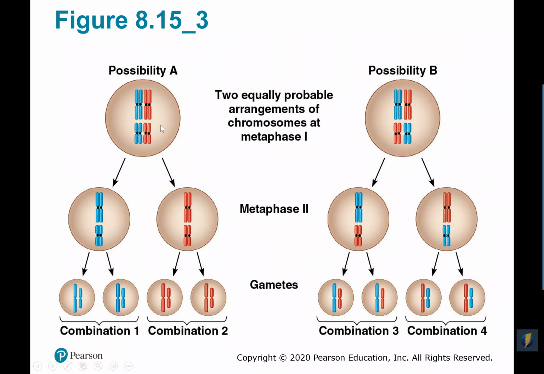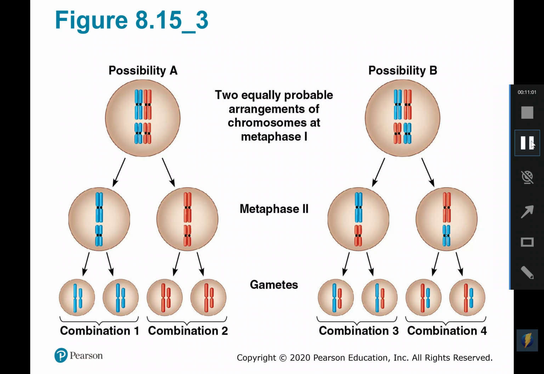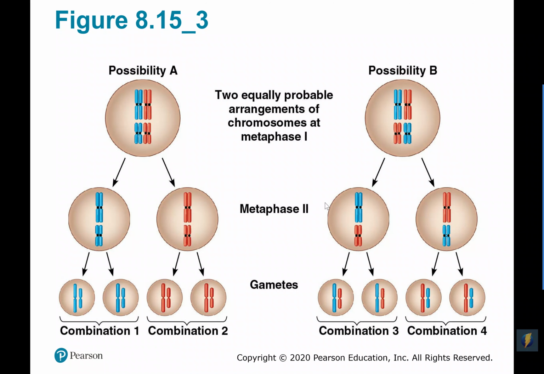So here, for instance, here is 2 equally probable arrangements of the chromosomes at metaphase 1. When the chromosomes line up on metaphase 2, you can see this is one possibility, this is one possibility, but this is just as equally possible, and this is just as equally possible. They're all as equally possible. And then when they split again, you can see we're getting this greatly enhanced variation, right? All 4 of these combinations are as equally possible. And that's just one round of meiosis.